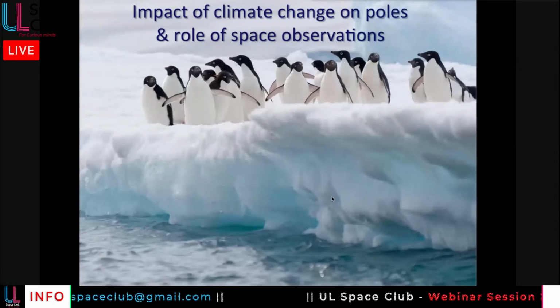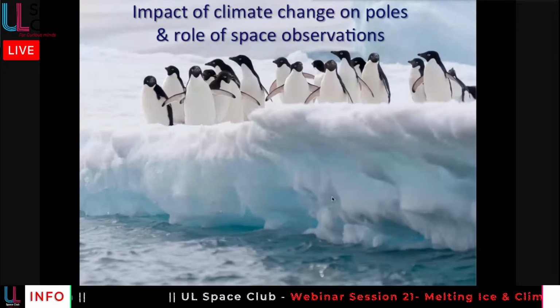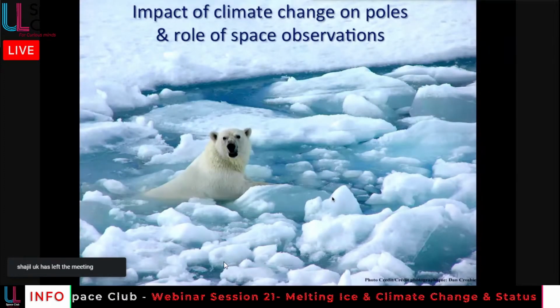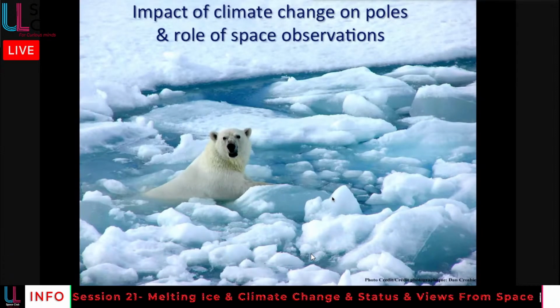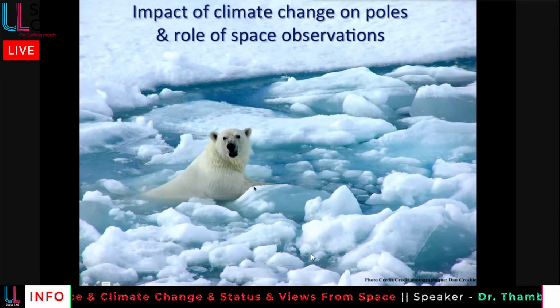Now we come to the second part of my talk, where I'm going to talk about the impact of climate change on the poles and how space observations help us do that. As I told, Antarctica is melting, and the Arctic is melting. A lot of life is threatened by that.